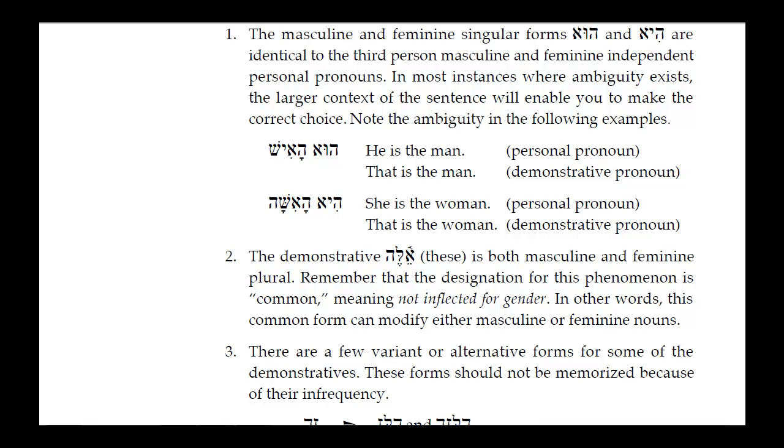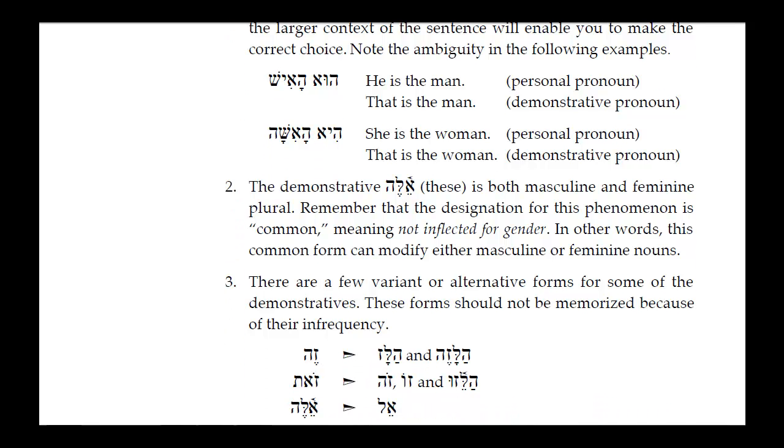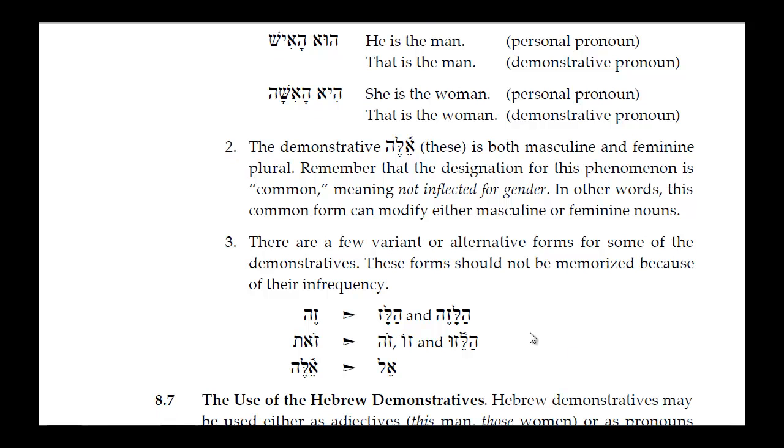Now, there are a few variant or alternative forms of some of the demonstratives. And these forms should not be memorized because they're so infrequent. I wouldn't even worry about this. Main thing we're going to memorize is zeh, zot, and eleh of the demonstratives right here. And just gives you some examples of them. And these are going to be your most common uses. Zeh, zot, and eleh. These three are going to be the most frequently used of all the demonstrative pronouns here.